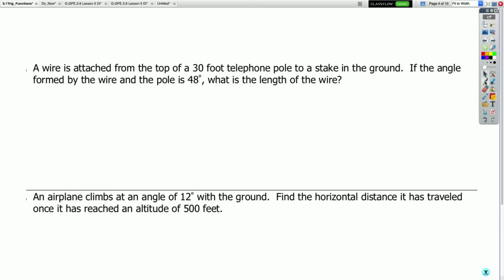Okay. So we're still using the same thing. The only difference here with these SOH CAH TOA questions is that we have to draw our own picture. So you can see a little artistic. They're fun. So first one, a wire is attached from the top of a 30-foot telephone pole. So let's think about a telephone pole. Would that be vertical, horizontal, diagonal? That would be vertical, right?